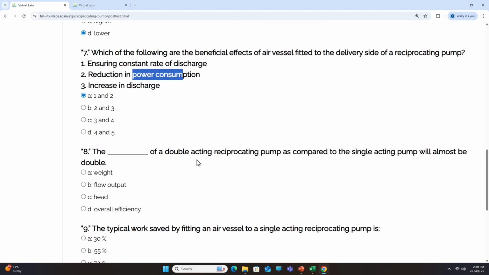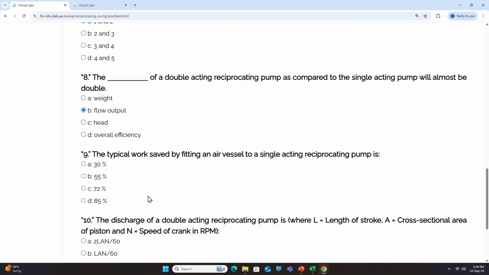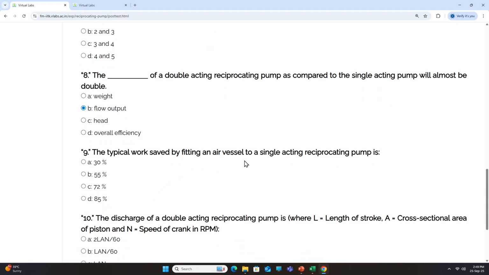The discharge of a double acting reciprocating pump as compared to the single acting pump will be almost double. When we compare a double acting reciprocating pump to a single acting one, we get double the flow output. The typical work saved by fitting an air vessel to a single acting reciprocating pump is 85%, because we are talking about the efficiency.